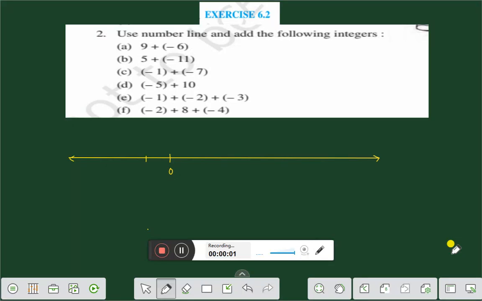Hello everyone. Today we shall discuss exercise 6.2 question number 2. Use number line and add the following integers. We have taken a number line here, that is 0.